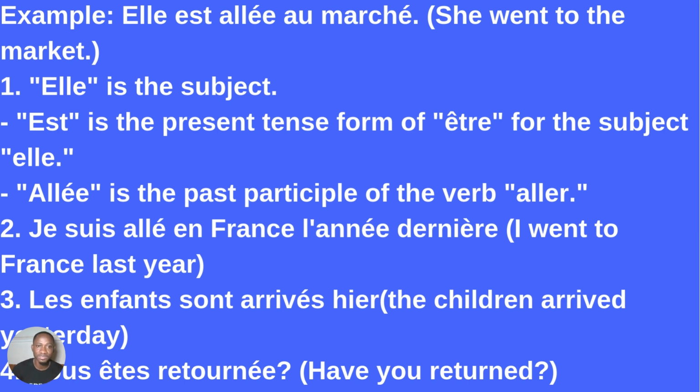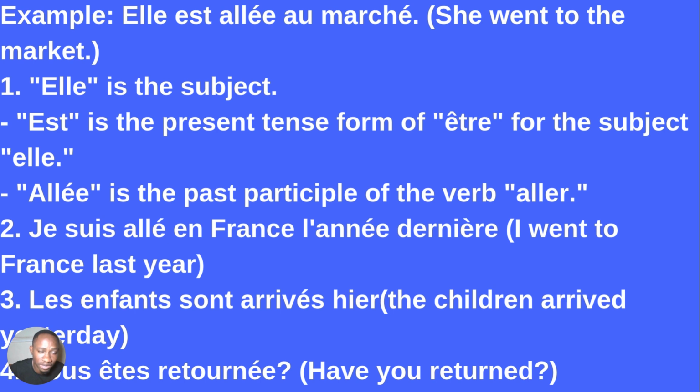So instead of using the verb to have this time around, we are using the verb to be. Elle est, which is she is. All right. So this is almost as if you are saying she is gone to the market. However, it is she went to the market.